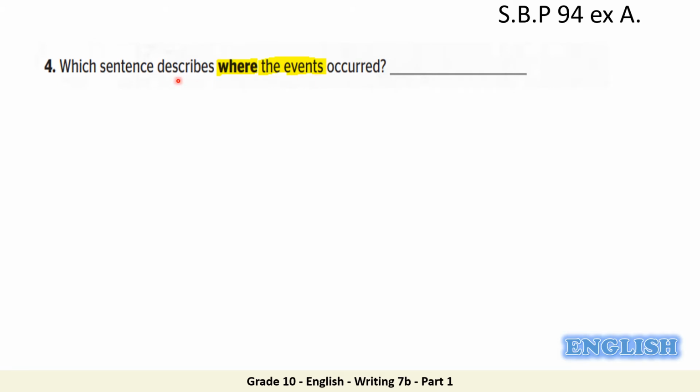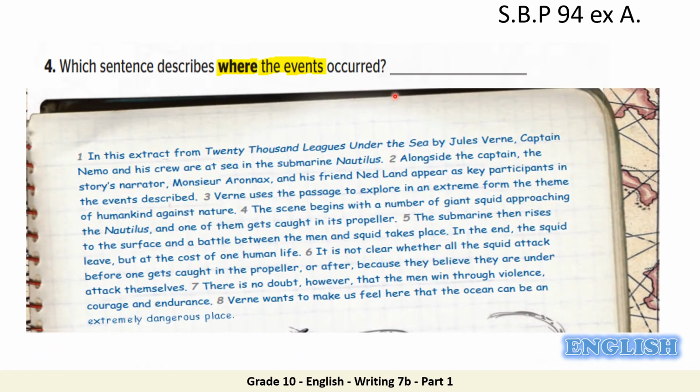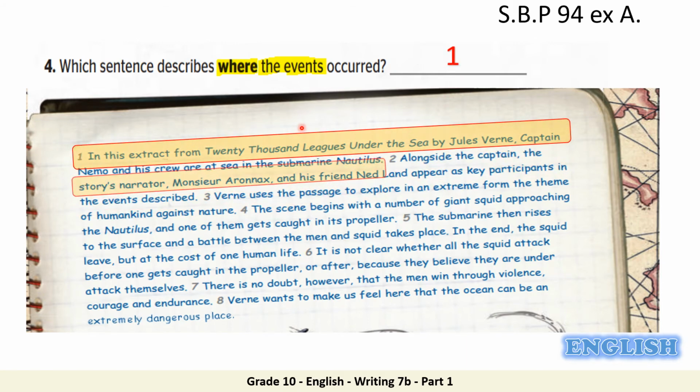Which sentence describes where the events occurred? So, let's find out from the extract. Please pause the video for a while. Try to find the answer. So, can you say the answer? That's correct. It's sentence number 1. When he said, at sea in the submarine Nautilus. That's correct. So this is the place.